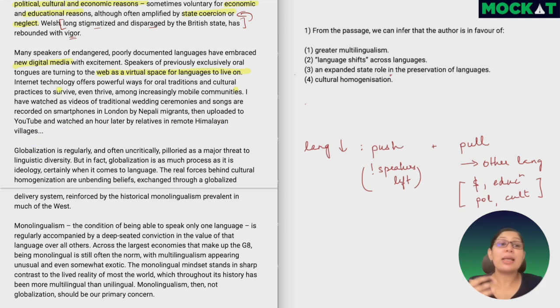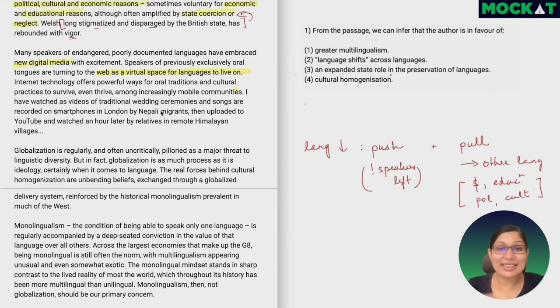So what is happening? Because of the internet, because of new digital media, new platforms, again, things like YouTube, which is given as an example. These oral languages can now survive, right? So the oral languages, their traditions, their cultural practices can survive. Earlier, if somebody was moving, we'll take this example of Nepal itself. If somebody from Nepal would move to London, probably there would be very few people who speak their language, right? The connect with the folks back home would be very, very limited, right? But now with the internet, now with things like YouTube, what can happen?